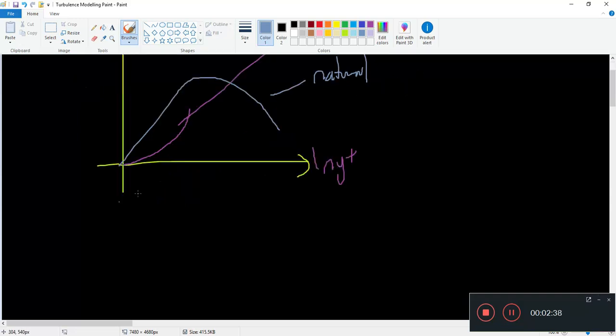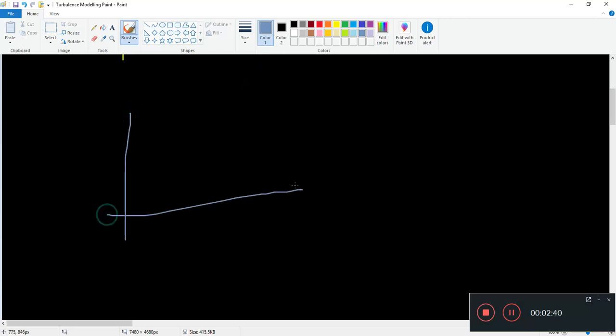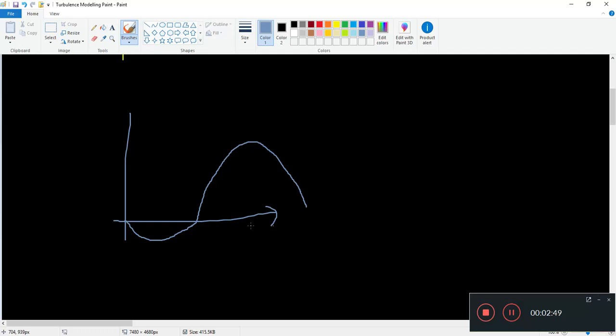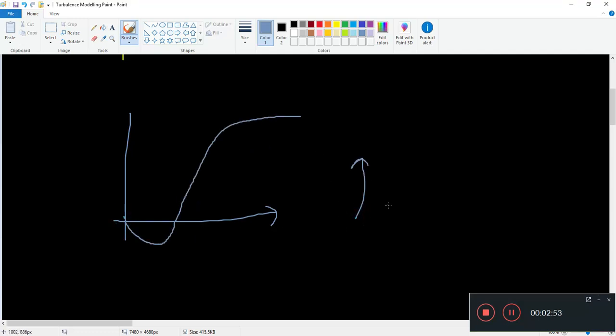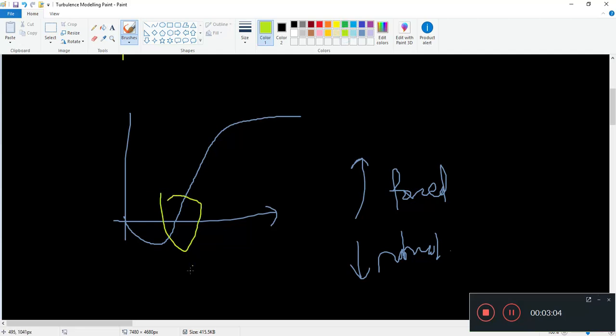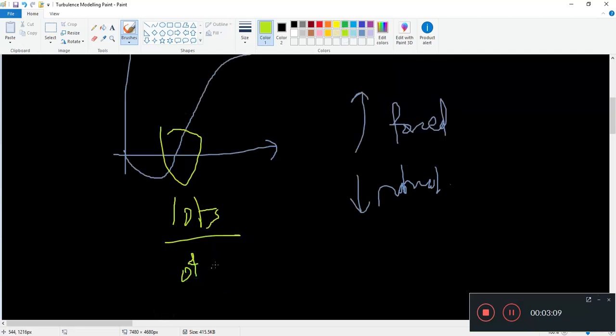Now, what happens if they go against each other? If they go against each other, the velocity profile will be something like that. If the forced flow is upwards, and then we have the natural. Okay, so what happens here? Over here we have lots of turbulence.